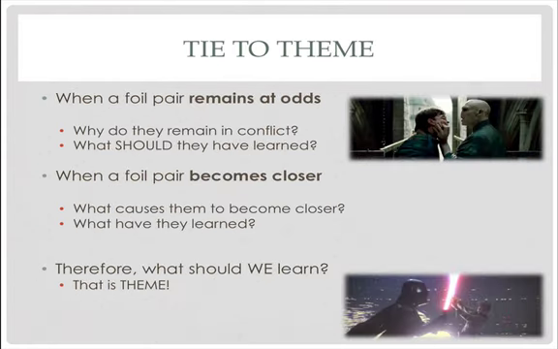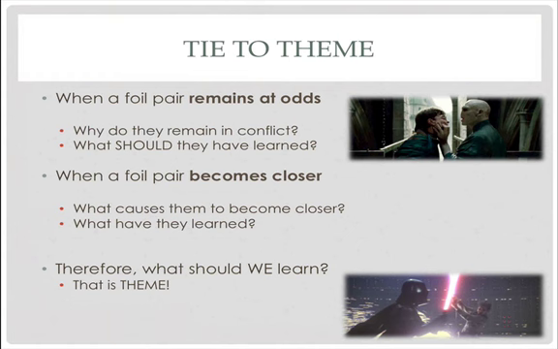So as always, how does a foil pair then tie to theme? If a foil pair remains at odds, such as Harry Potter and Voldemort, why do they remain in conflict? Should somebody have learned something? And if they should have learned something, yet didn't learn something, and that keeps them at odds with each other, then is that a lesson that we, the reader, can learn? That is probably theme.